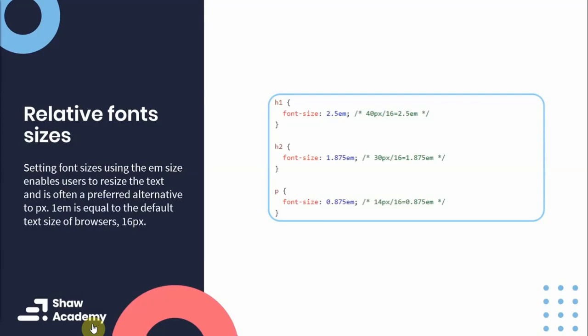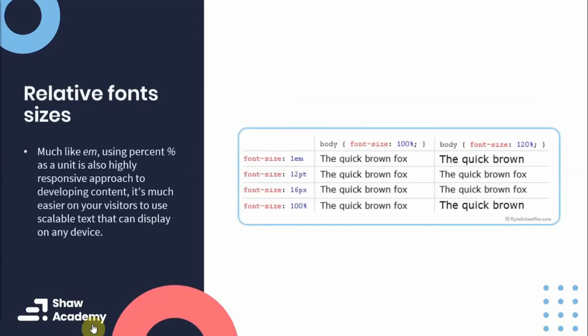So let's have a look at a very brief example between the different relative and absolute units that we can actually use in the web development space to resize our text. So much like EM, we can also use percentage as a unit, which is also very responsive when it comes to text. So according to this kind of approach, your text will be scaled up or scaled down depending on the user's device and the screen size, okay? And it's much easier on the visitors or the users visiting your website because you don't want to flood them with bold and massive text when it comes to using absolute values, okay? So it's a lot more scalable to either use the EM approach or the percentage approach.